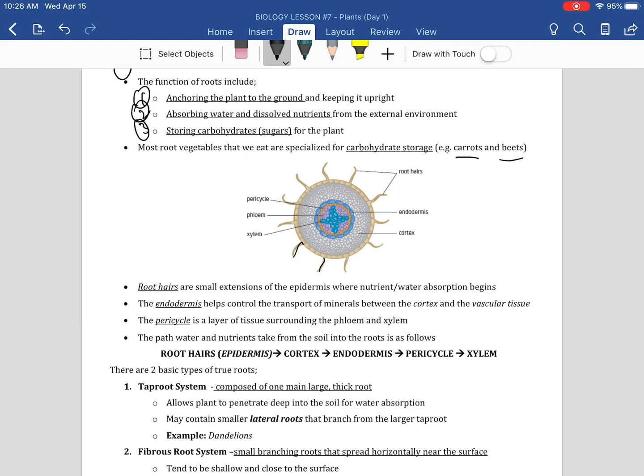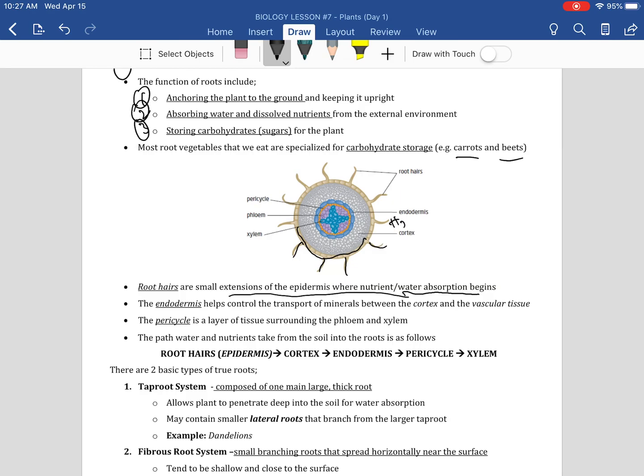So root hairs look like that. Okay, those are the root hairs. They are small extensions of the epidermis. Okay, so here's the epidermis. Small extensions of it. And they help with nutrient and water absorption. They create a larger surface area.